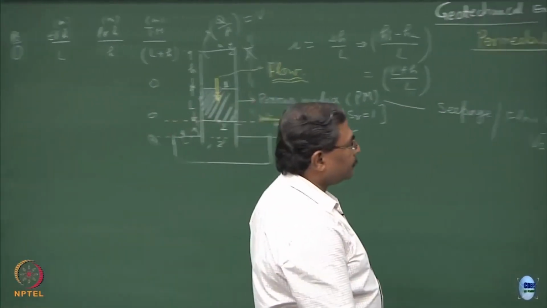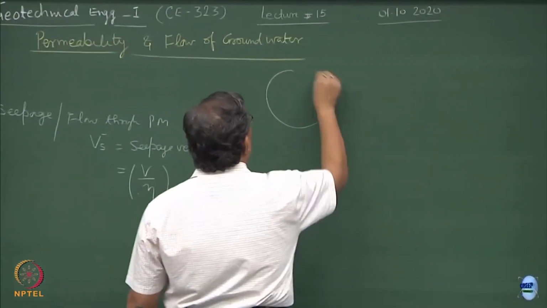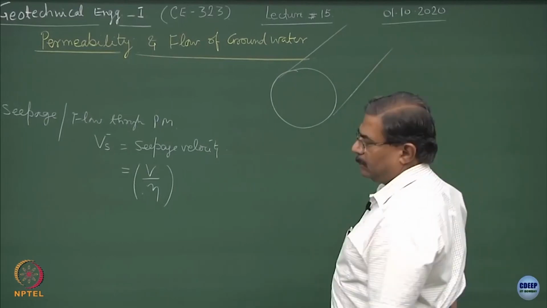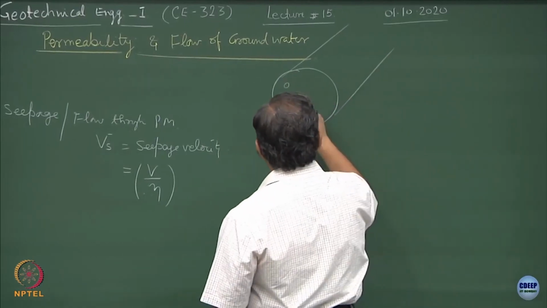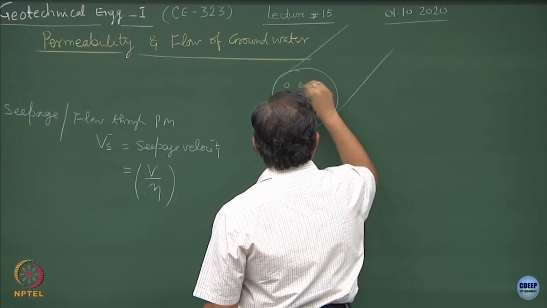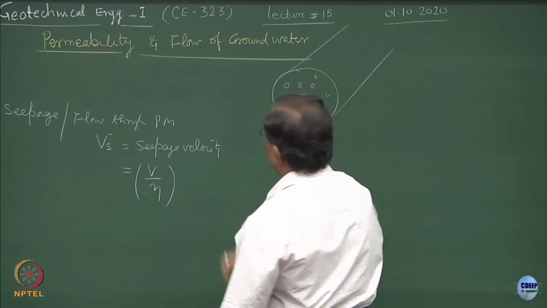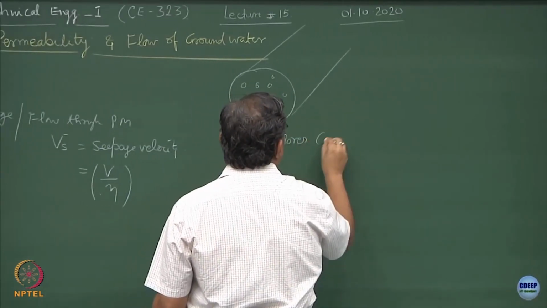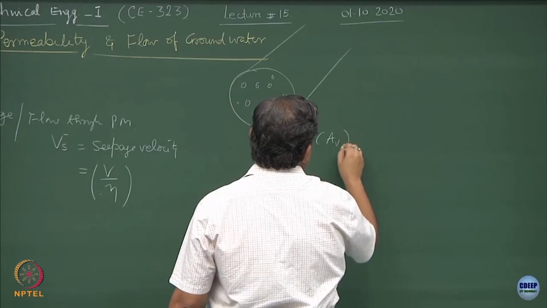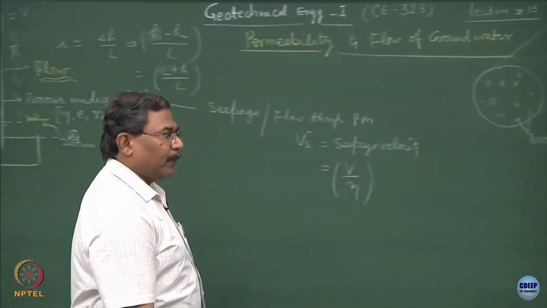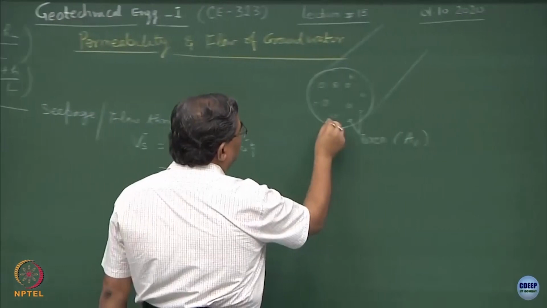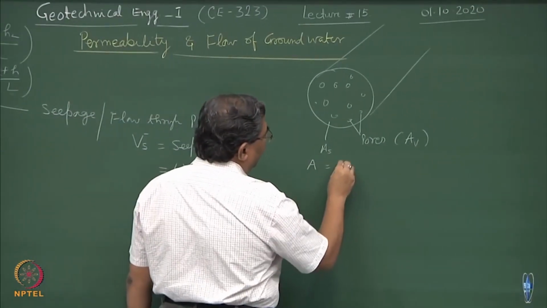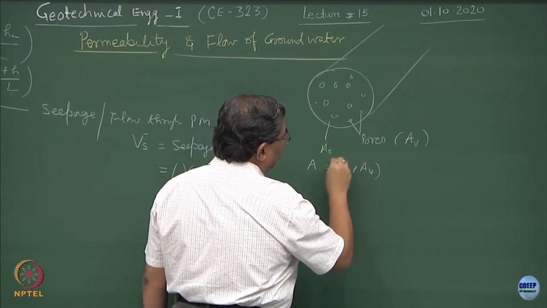How? Suppose I consider a control volume, and this is in the third dimension like this, these are the pores and the rest of the portion is solid soil mass. So, these are the pores. Suppose I say the area of the pores is AV, air voids, and the area of the solids is AS. So, the total area will be equal to AS plus AV. Is this okay?